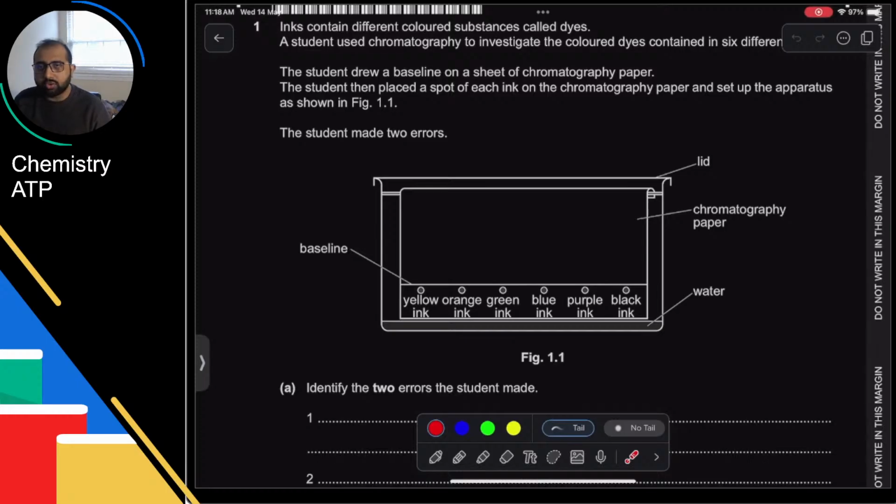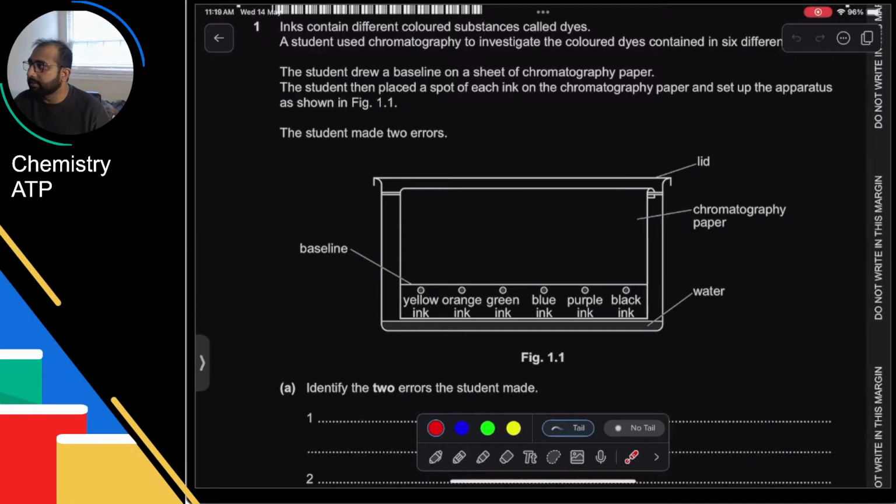Similarly, how would they know when to stop? If they just dip this chromatography paper in water, water is going to run all the way to the end of the paper. That does not help us in any way, because we cannot use the Rf value. So they have to draw this solvent front, and that is what they have not drawn. So these are the two errors.